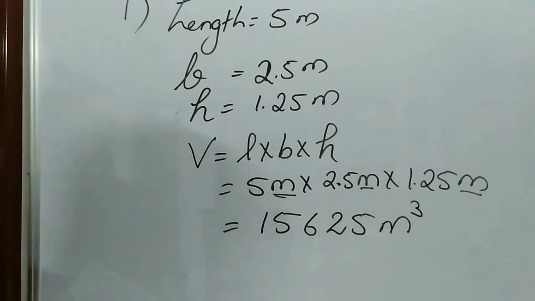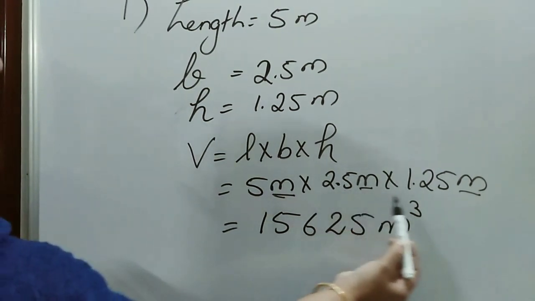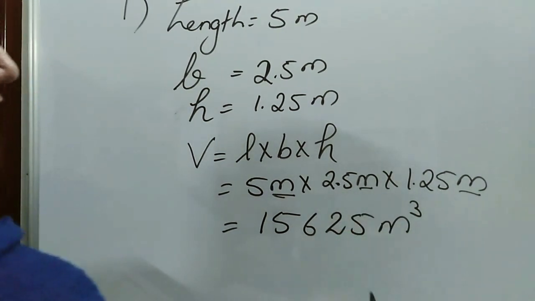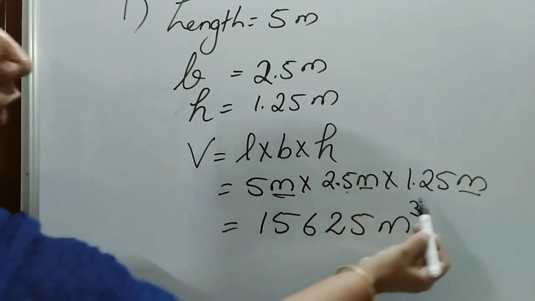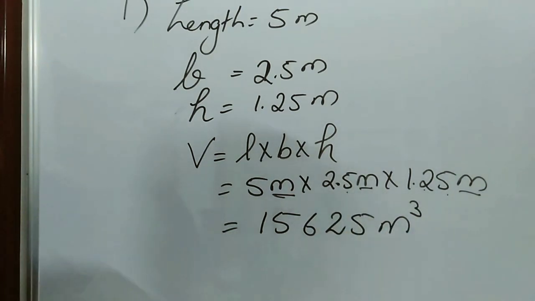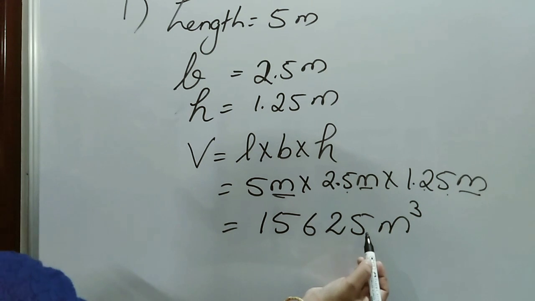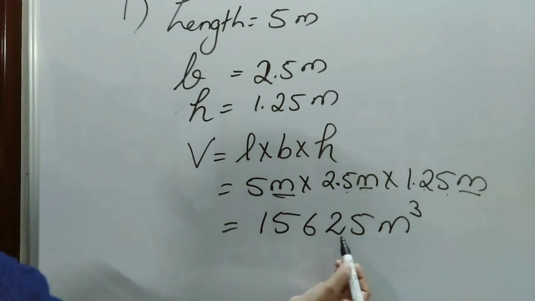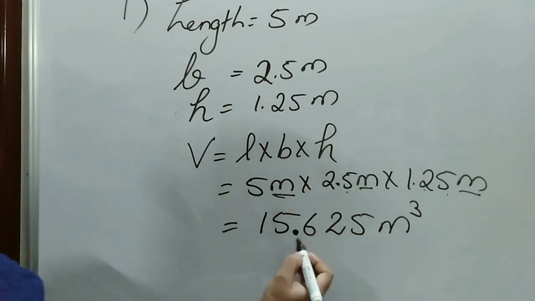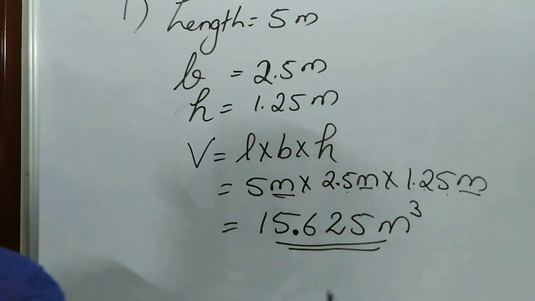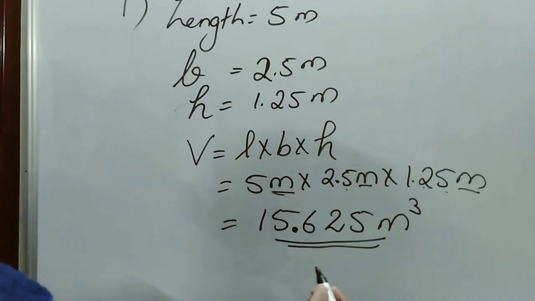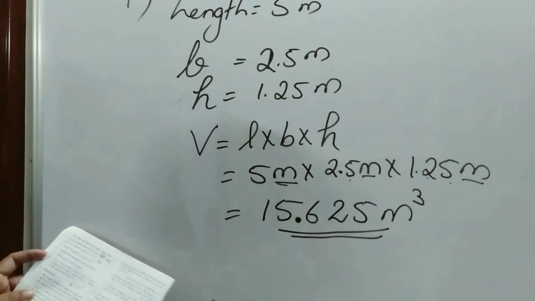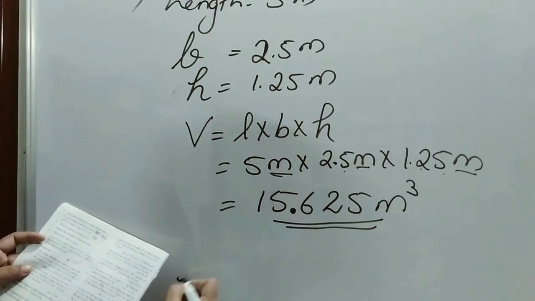Now we have to place the decimal. Here we have one digit after the decimal, here 2 digits after the decimal. So altogether 1, 2, 3. So you have to place the decimal after 3 digits from the right. 1, 2, 3. So here we will get the answer 15.625 meter cube.